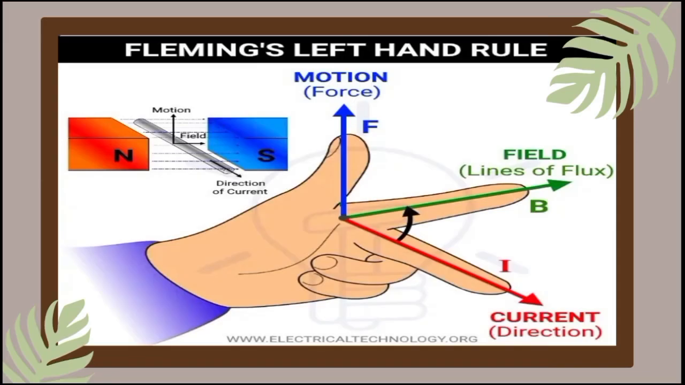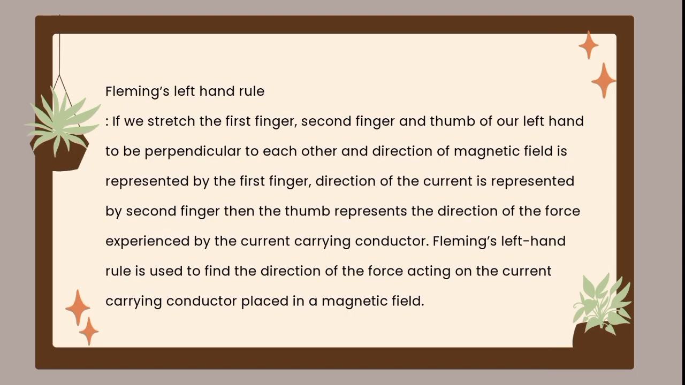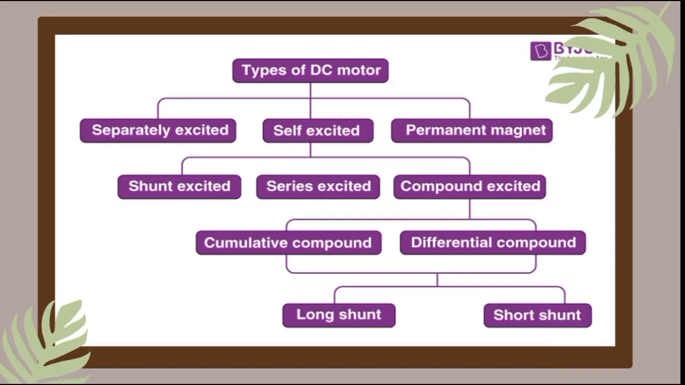Fleming's left-hand rule. If we stretch the first finger, second finger, and the thumb of our left hand to be perpendicular to each other, the direction of the magnetic field is represented by the first finger, the direction of the current is represented by the second finger, and the thumb represents the direction of the force experienced by the current-carrying conductor. Fleming's left-hand rule is used to find the direction of the force acting on the current-carrying conductor placed in a magnetic field. The different types of DC motor will be reported by Marlo Franz Galos.